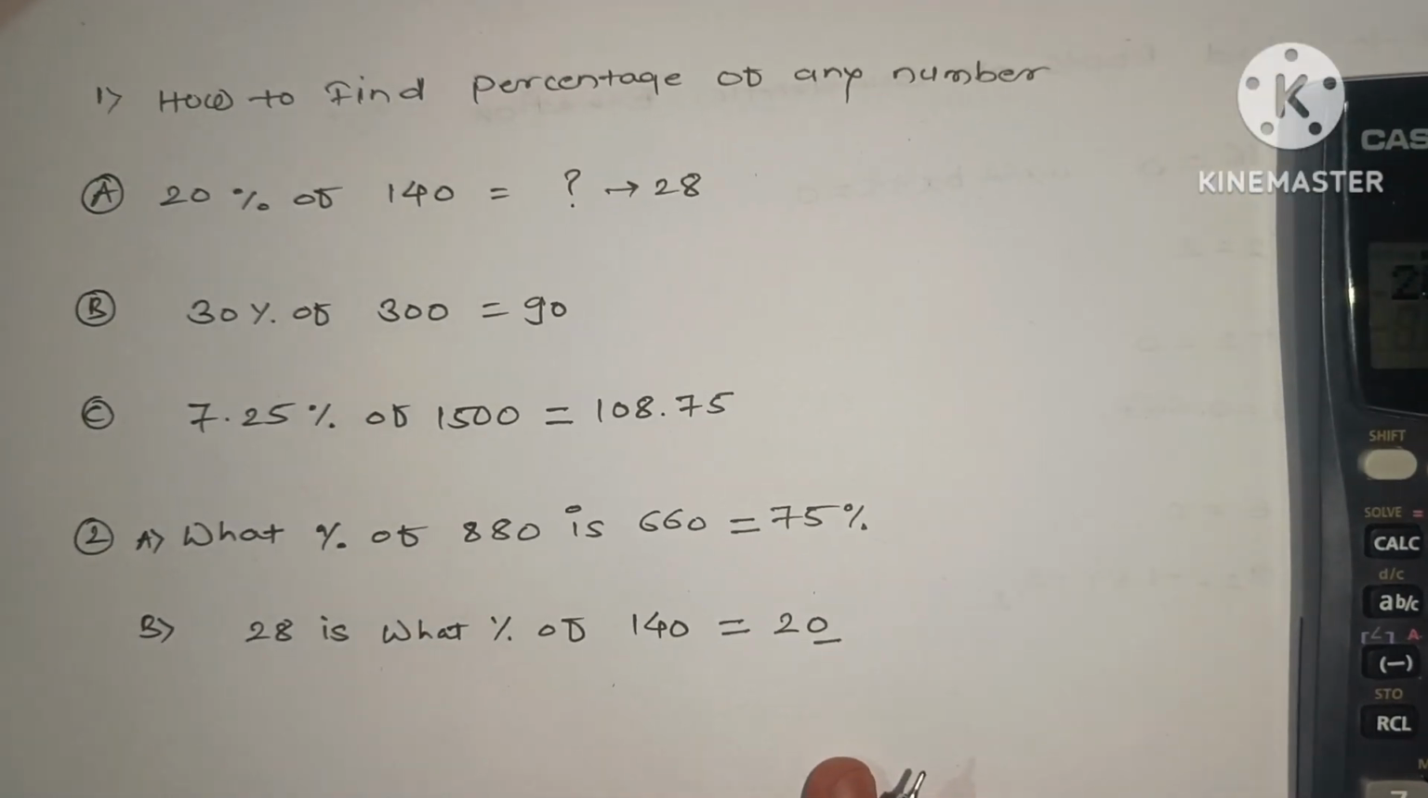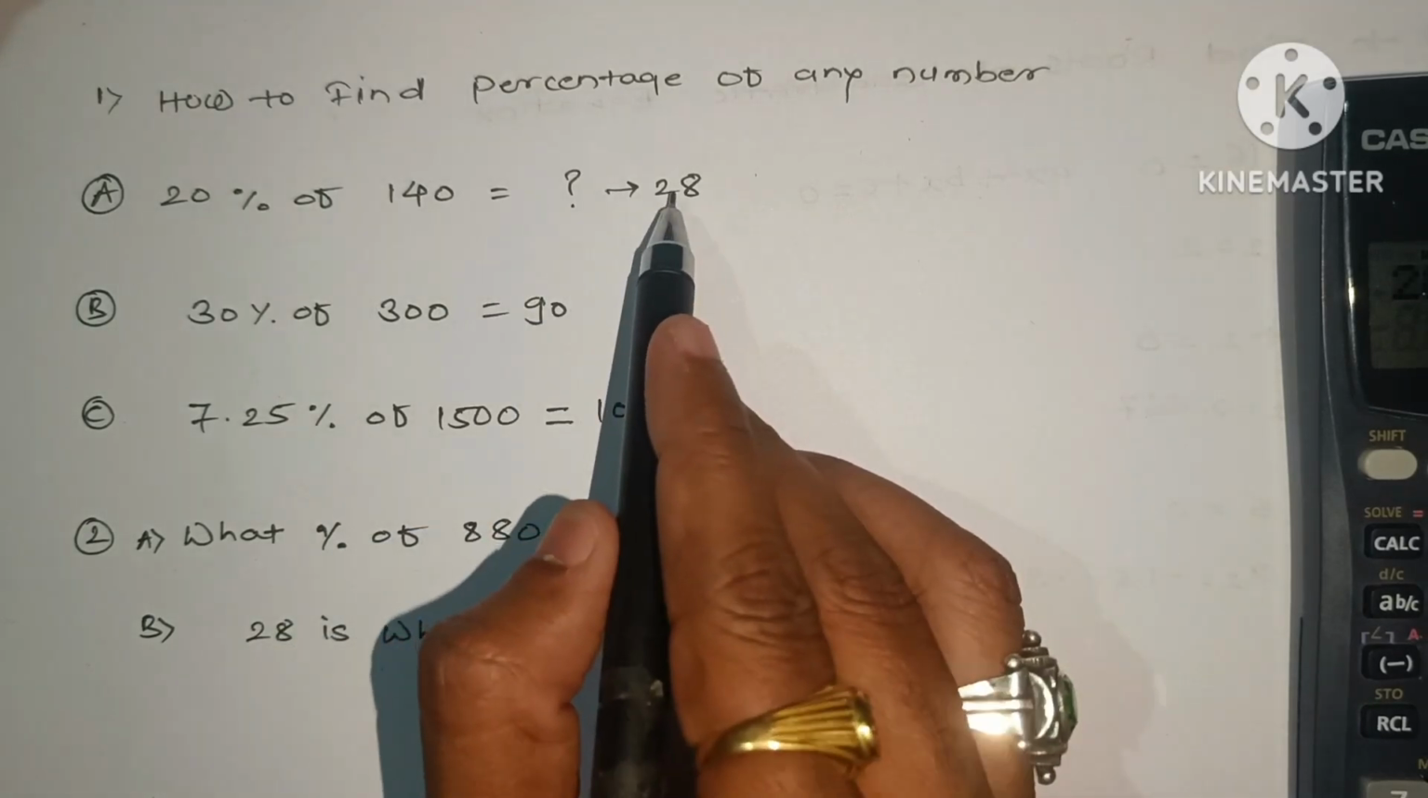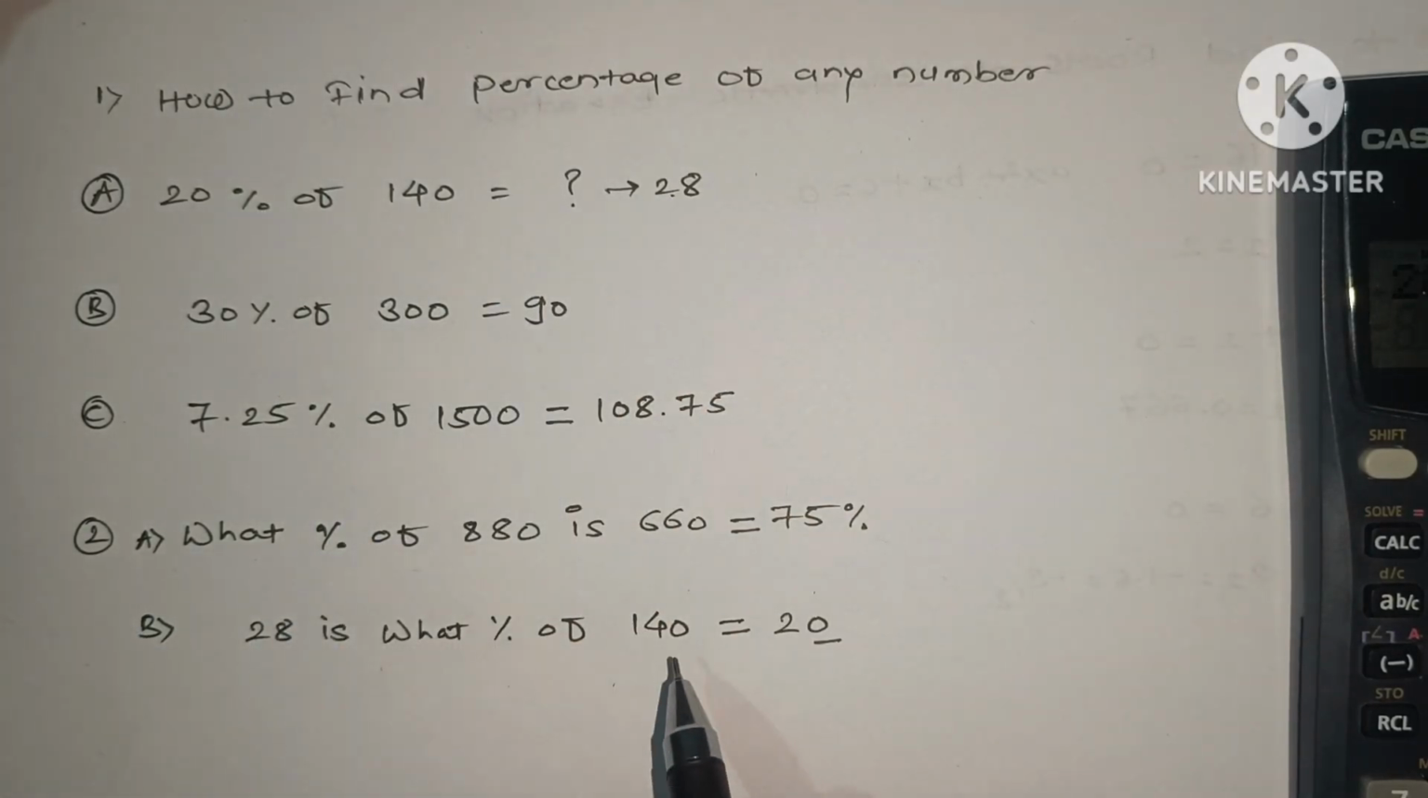Okay, so ये क्वेश्चन हमने रिवर्स किया था। 20% of 140 था 28, और 28 is what percent of 140 का आंसर है 20. So in this way you can easily find the percentage or the percentage parameters using the calculators. So if you practice it, it becomes quite easy.